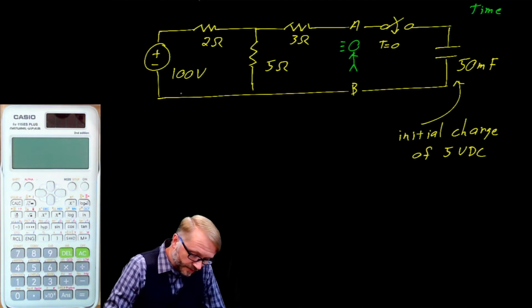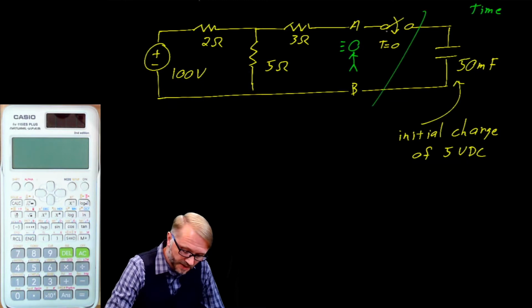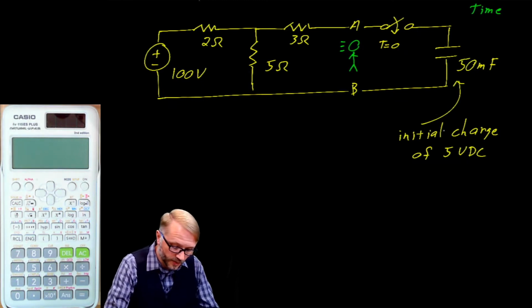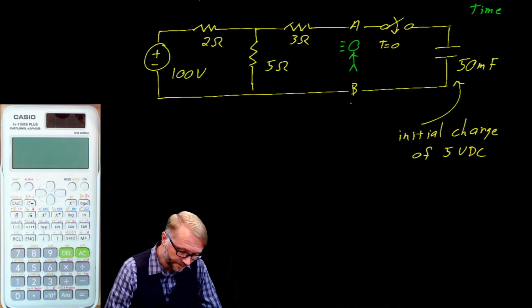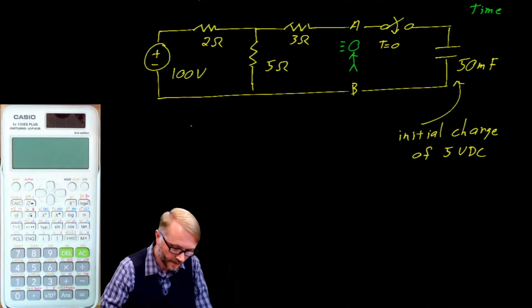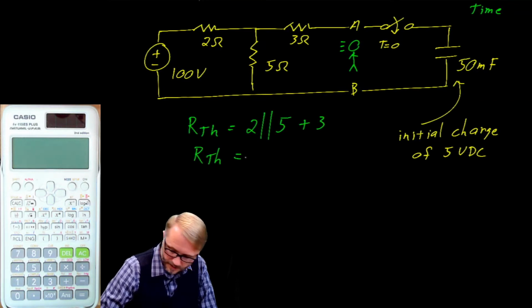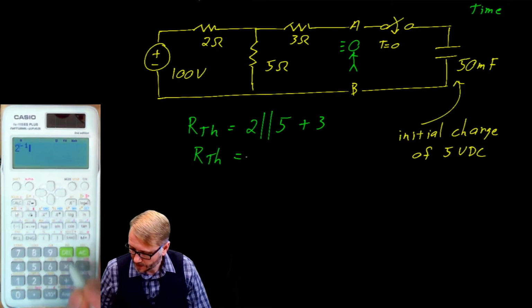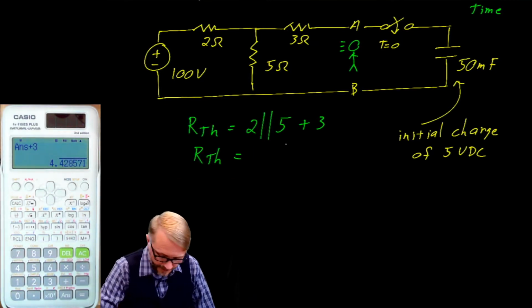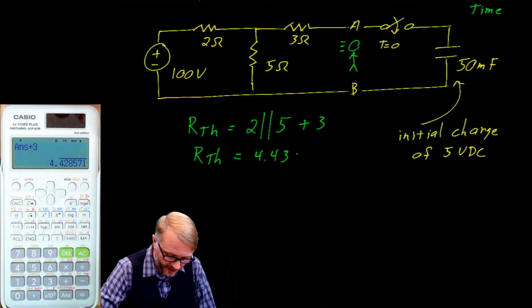Using our rules, we will remove the load. So conceptually, we're going to think of this as being disconnected. We're going to look into the circuit on terminals A and B with the supply shorted. The Thévenin resistance is equal to 2 in parallel with 5, plus 3. Going to the calculator, 2 inverse plus 5 inverse equals 1.4, plus 3 gives us 4.43 ohms.